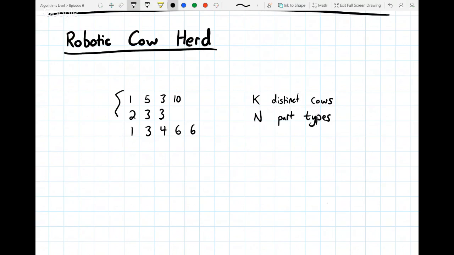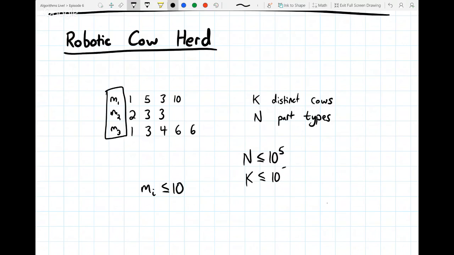And each of these part lists is at most length 10. So you could say M1, M2, M3 is given to us as the length of the lists. And we're guaranteed that Mi is always going to be less than or equal to 10. The number of part types is going to be at most 10 to the fifth. And the number of distinct cows that we have to build is also at most 10 to the fifth. Pretty tricky problem.